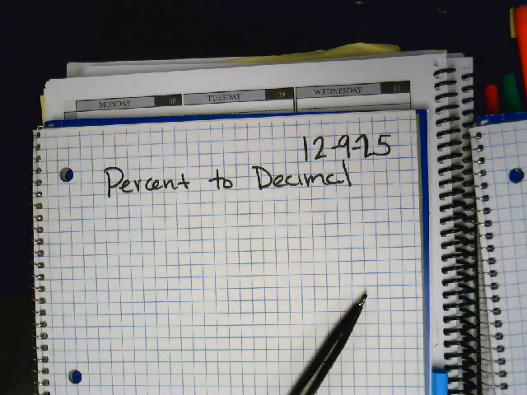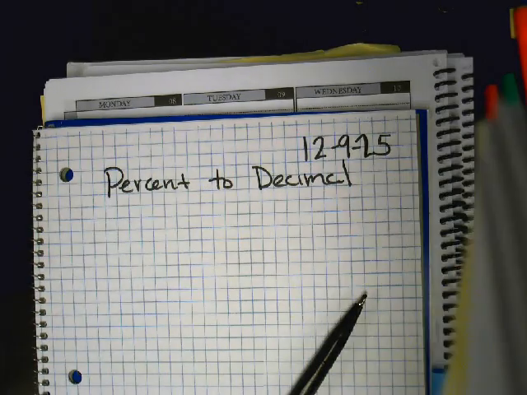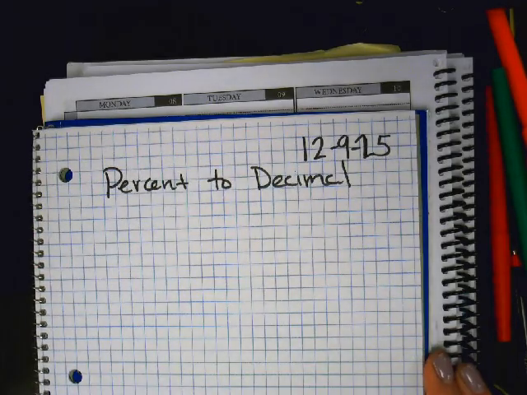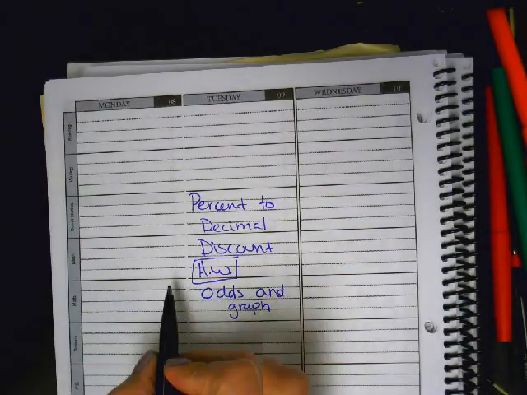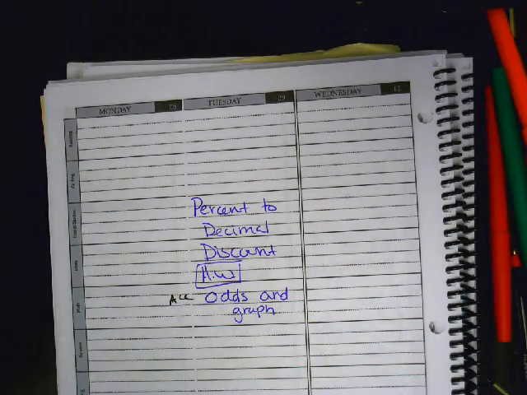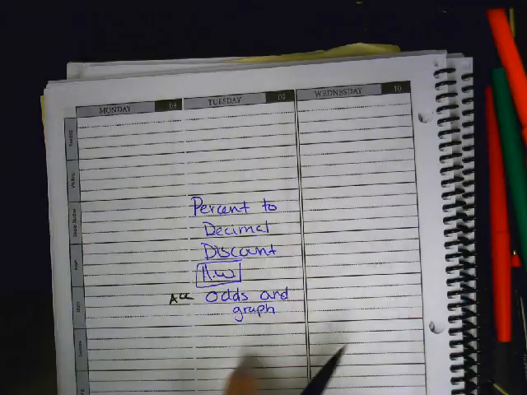Percent to decimal. Today we're going to be learning two things, or reviewing. Percent to decimal will be a review, but we need to make sure we understand it for the 7th grade math. So tonight your homework is all the odds and the graph. When you see your paper, you're going to do all the odds plus the graph.